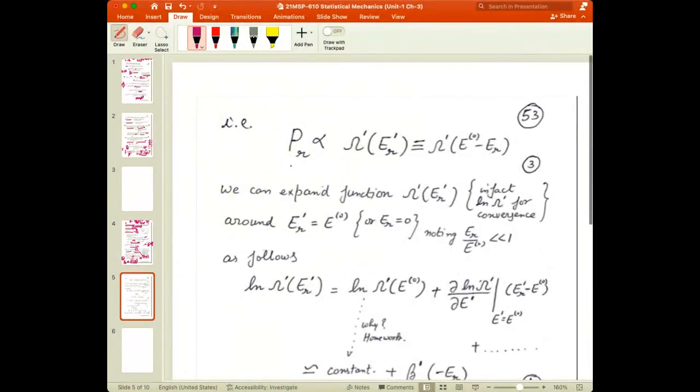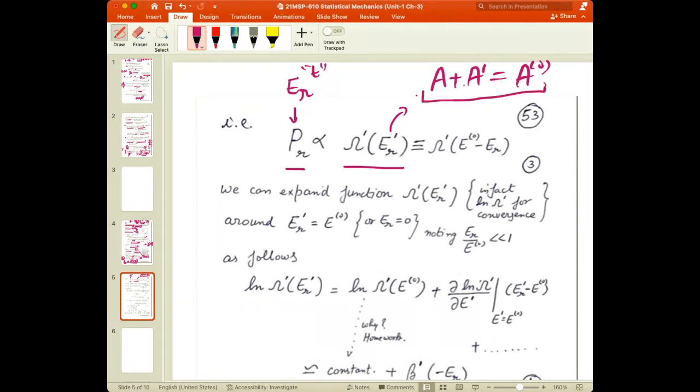We can put this into numbers also. This is what I wrote. So this probability is proportional to the number of states accessible to the reservoir, and this is the probability for the system to be in eigenstate ER at a certain instant of time t. And this is nothing but you just change your ER prime to E0 minus ER, because ER plus ER prime was the total energy of the composite system, where A plus A prime makes my composite system A0. We saw this earlier also, when we defined these various parameters, beta, eta, zeta. Various kinds of equilibriums we saw in chapter 1.